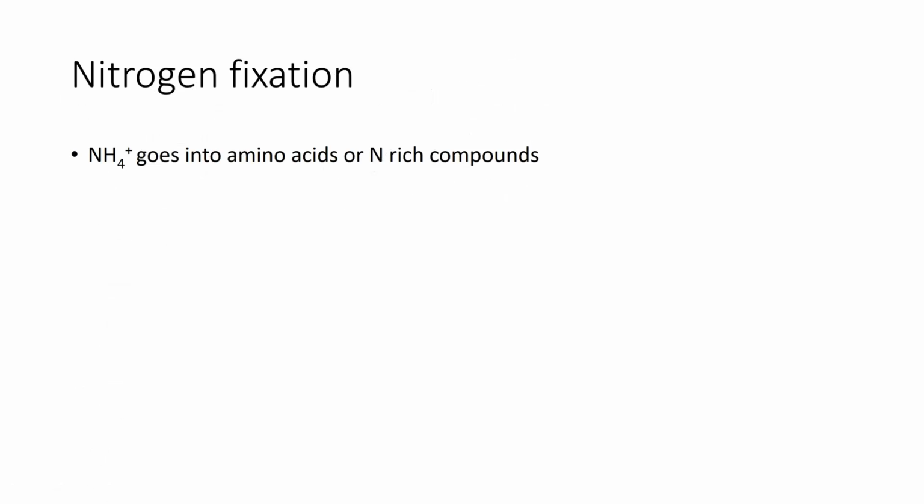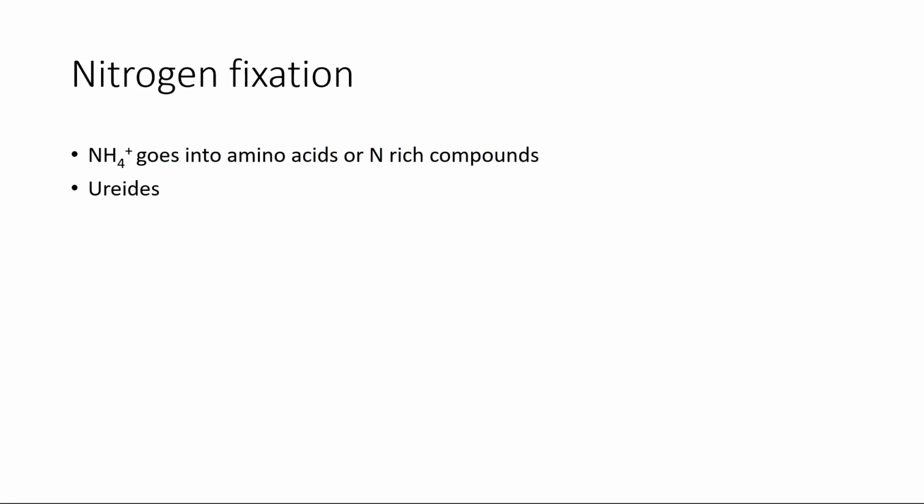When we look at nitrogen fixation, it is producing ammonia. The ammonia goes into amino acids or into nitrogen-rich compounds. Some of these nitrogen-rich compounds can be stored. The amino acids can be migrated around inside of the xylem to other places where they might be needed.